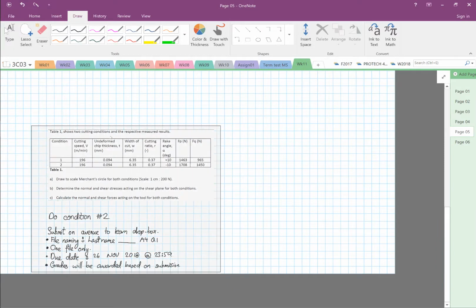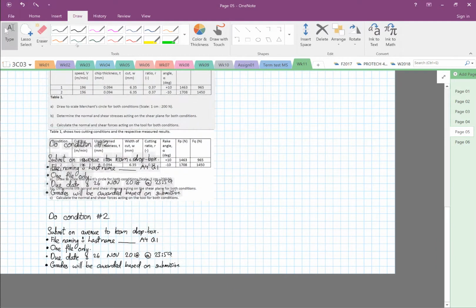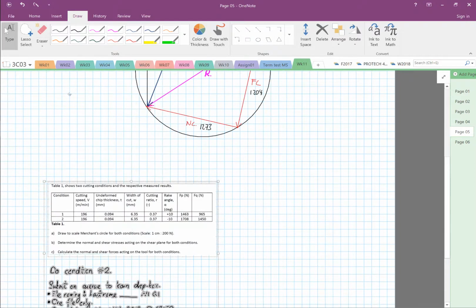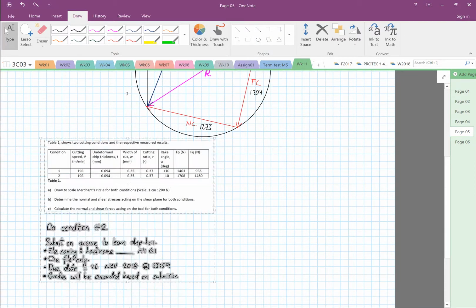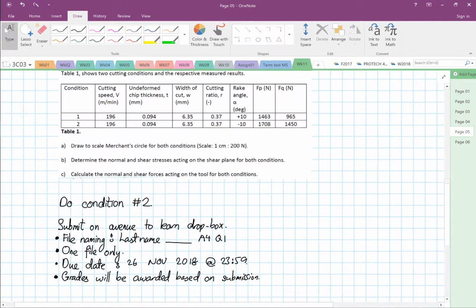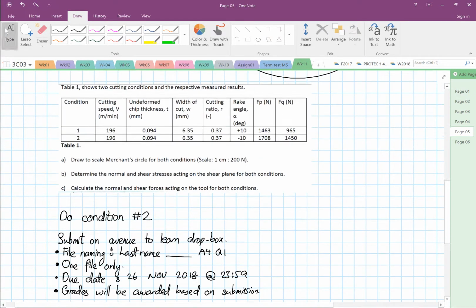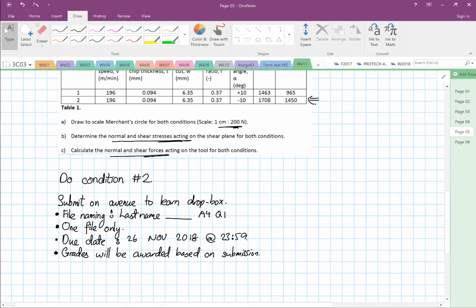So you have to try to attempt this question. I want you all to do condition number 2. For condition number 2, you have to draw the Merchant circle based on a scale of 1 cm to 200 Newton. Determine the normal stress and shear stress, and the normal force and shear force acting on the tool. You can calculate or do it geometrically, fine. Okay, so the due date is 26th of November at 2359.